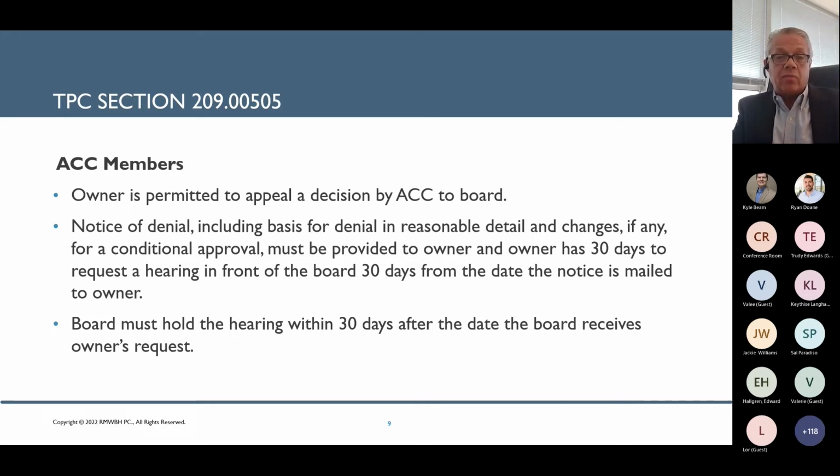And kind of another really important thing that's part of the new laws that took effect last year is when you send an ACC denial now, you can't just say it's denied. You have to describe in reasonable detail the reasons for that denial. And if there's something that the owner could do that would make you approve it or conditionally approve it, you need to put that in your denial letter too. And that's kind of a somewhat new thing.